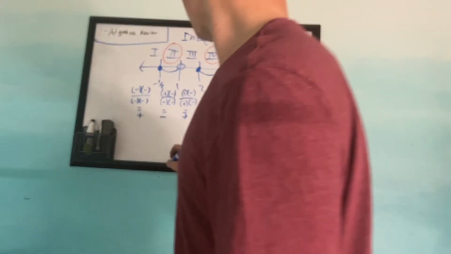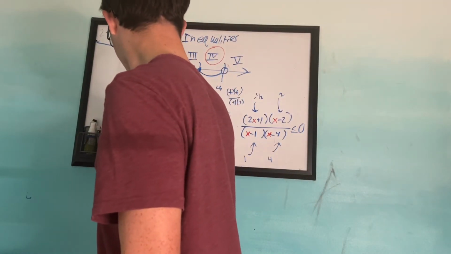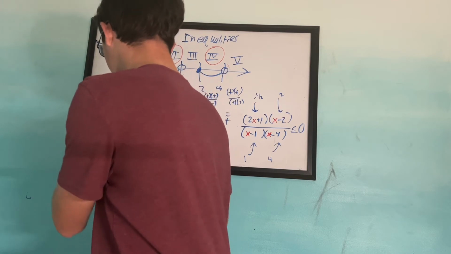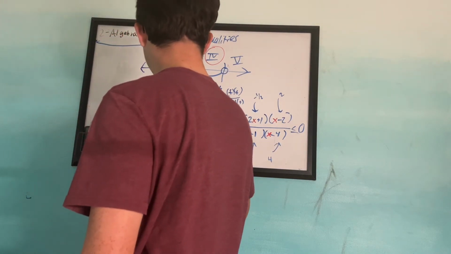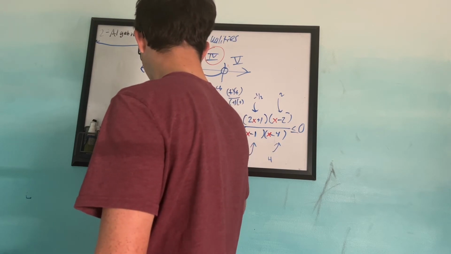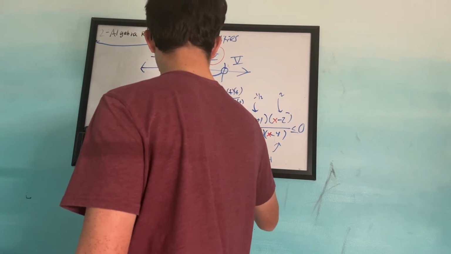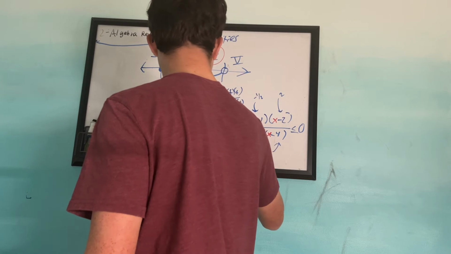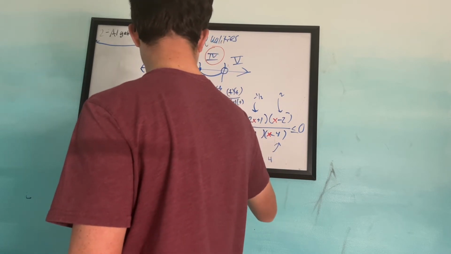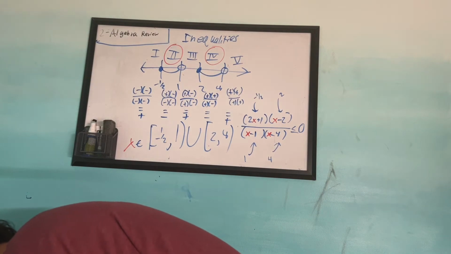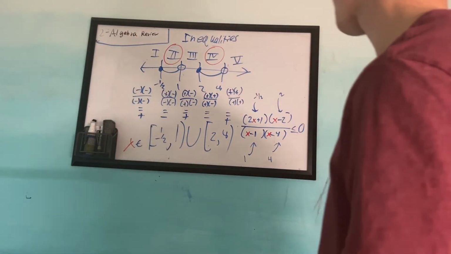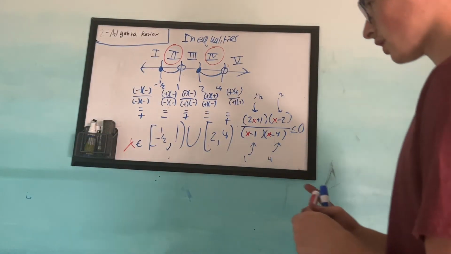And we've got x is a, don't forget that, might get points off. -1/2 to 1, union with 2 to 4. And this 2 right here should be a hard border too. Yep. And that's going to be it for inequalities.